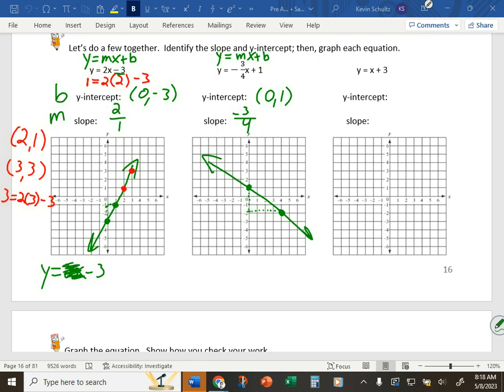Y equals x plus 3. This one tends to throw kids a little bit because when they think about y equals mx plus b, they say, wait, where's the m? Right? We've got our y variable. We've got our x variable. B is positive 3, but where's the m? What is the value for m?